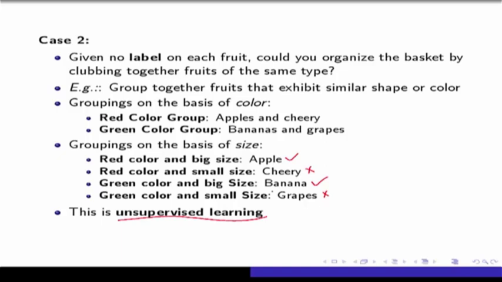Please note that in this setting, you are completely dependent on the choice of the observations or attributes. In this case, color and size. If you didn't know the size, or if you were not able to observe the color of the fruits, you would get a very different grouping.